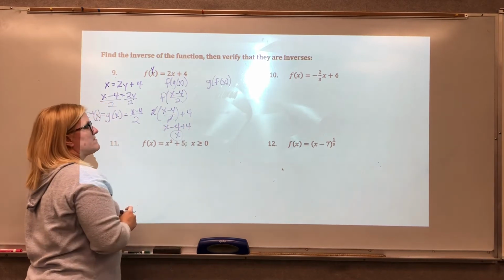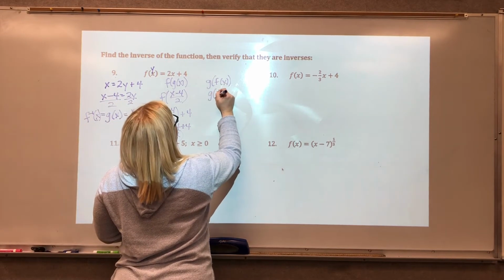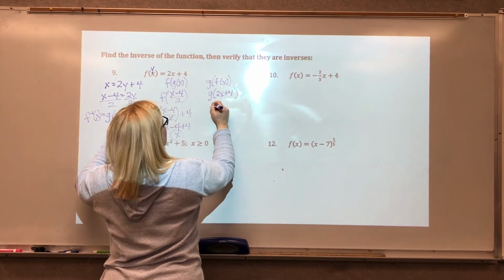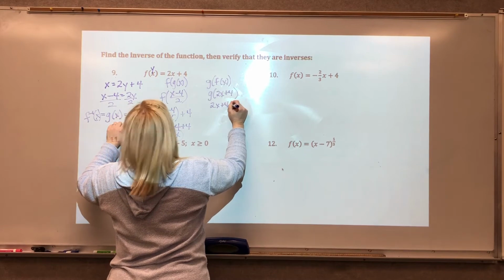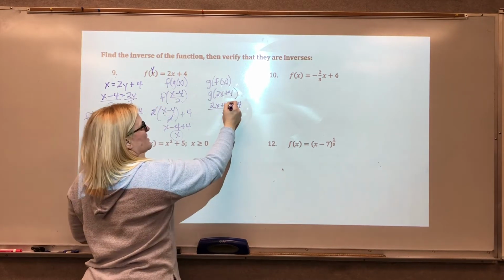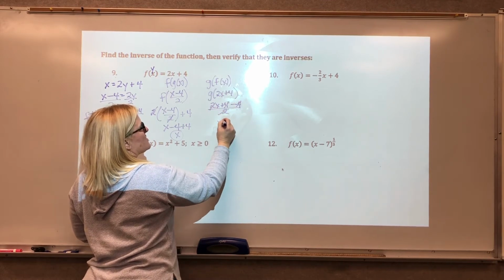And g of f of x, I'm going to say g of 2x plus 4. That's the same thing as 2x plus 4 minus 4 over 2. So these cancel, and then I have 2x over 2 is x.